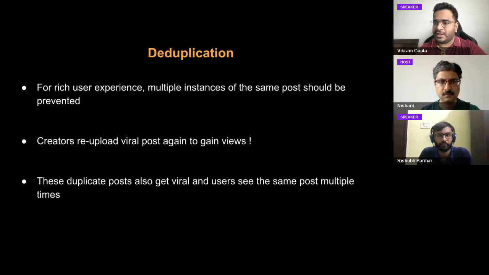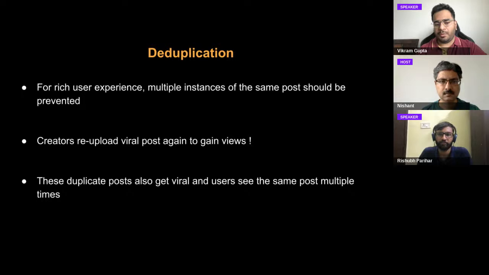What happens in this scenario is that this post, because its quality was high, gets spread across, and the user starts seeing the same post multiple times, because this is the exact same video. And since our recommendations are AI based, both these videos will have a very similar kind of response by the users. So this is not a good user experience, and we need to remove the duplicate post from our platform.